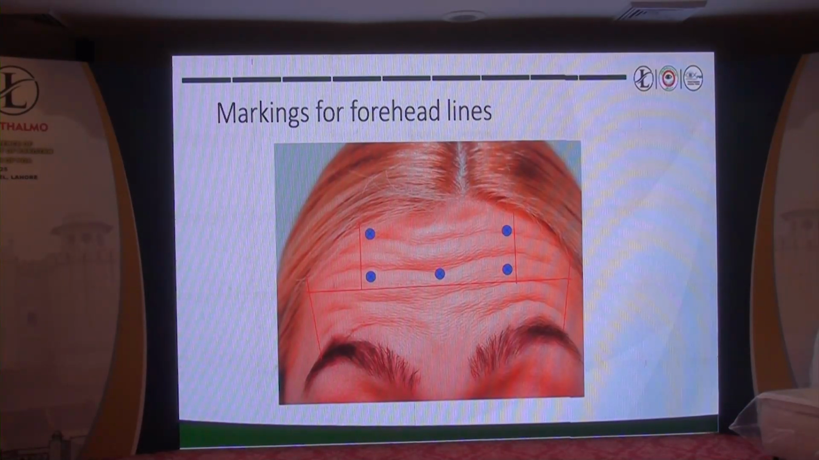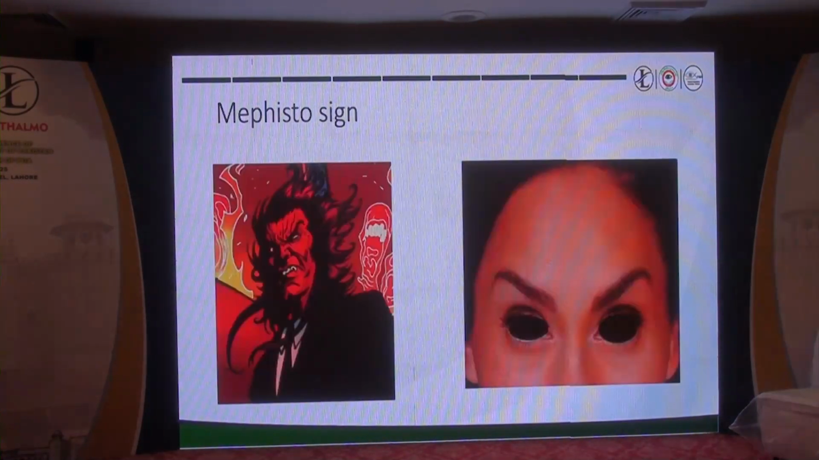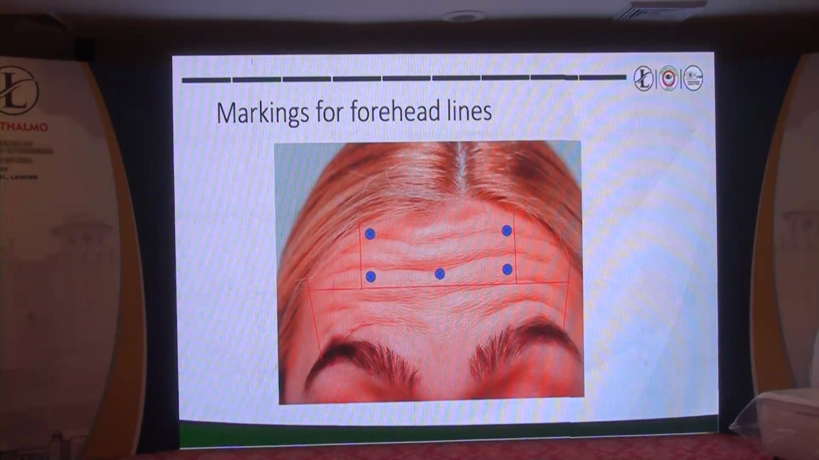And if you do not treat the lateral edges of the frontalis muscle, you can end up like this with high arched lateral eyebrows because the lateral frontalis will pull them upward. This is called the Mephisto sign, named after the devil in Marvel comics who has this kind of high arched lateral eyebrows. So to prevent this, you have to add 2 points on the upper lateral edges of the frontalis muscle. So these are the points for treating the forehead lines.